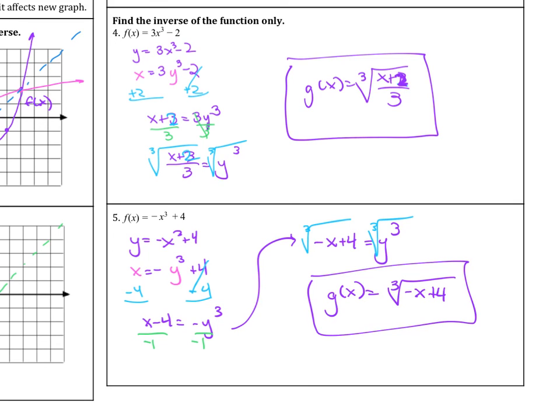And again, don't rationalize. Number 5, we change f of x to y, and then we switch the roles of x and y, and notice the negative is still there. So we subtract 4 from both sides. We get x minus 4 equals negative y cubed. Divide by a negative 1, so we can make that y positive. And then I take the cube root of both sides. So we get g of x equals the cube root of negative x plus 4.